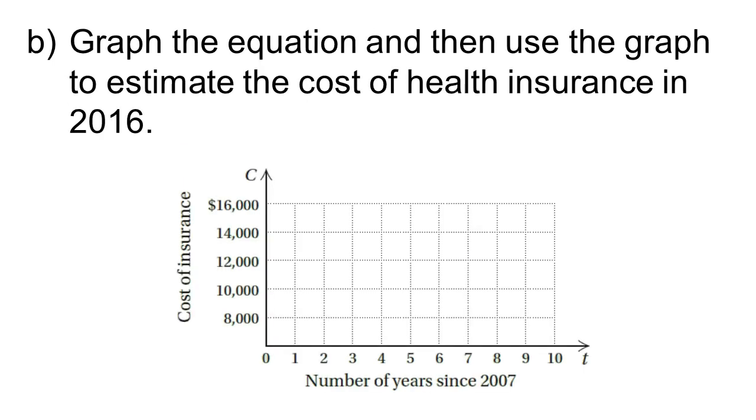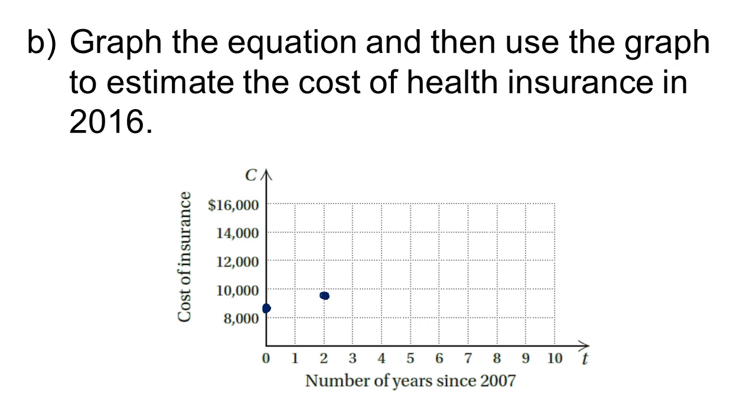Part B. Graph the equation and then use the graph to estimate the cost of health insurance in 2016. So let's plot our 3 data points. Our first point occurred at T equals 0 and the cost was $8,593. So let's plot the point (0, 8593), which is right about here. Our next data point happened at T equals 2 and the cost was $9,805. So (2, 9805), let's say somewhere about here.